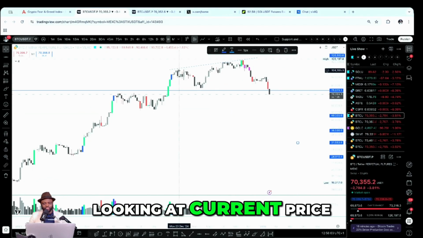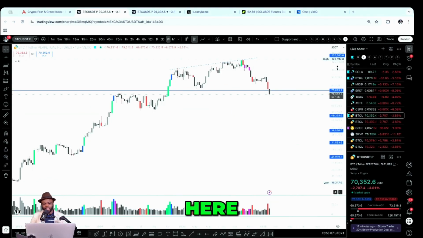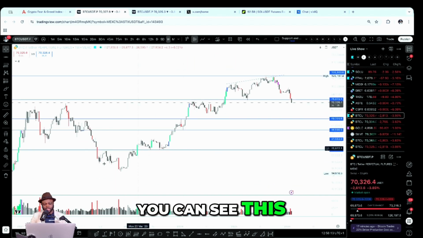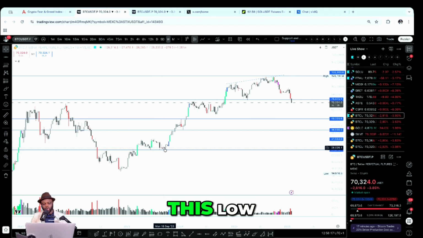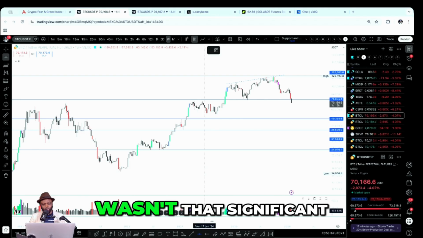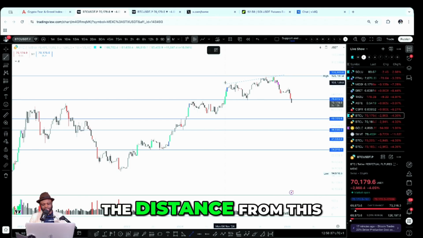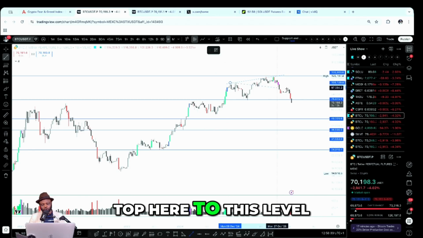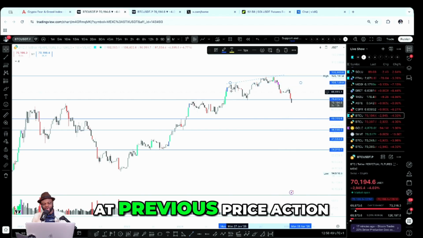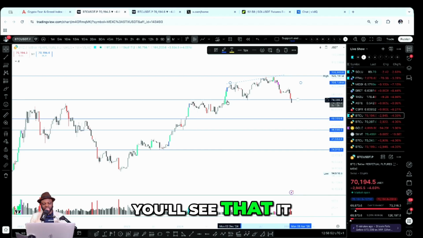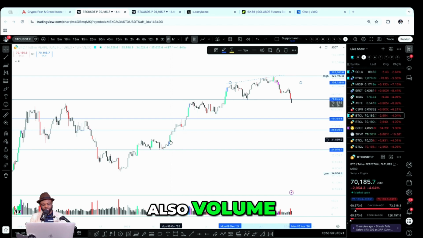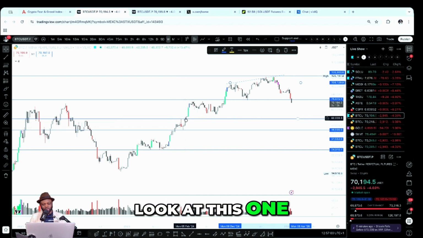So now, looking at current price action for Bitcoin, what do you see? You see that based on market structure, we have been forming higher highs and higher lows. You can see this low, this low, this low, this low, this low, this low, and this low. Now, we can argue that the distance of this movement here wasn't that significant, from this top here to this level. It wasn't that significant at all. Because if you look at previous price action when price broke structure, it was accompanied by huge volume or a vector candle. Look at this one also, volume, which was a vector candle. Look at this one also, volume.